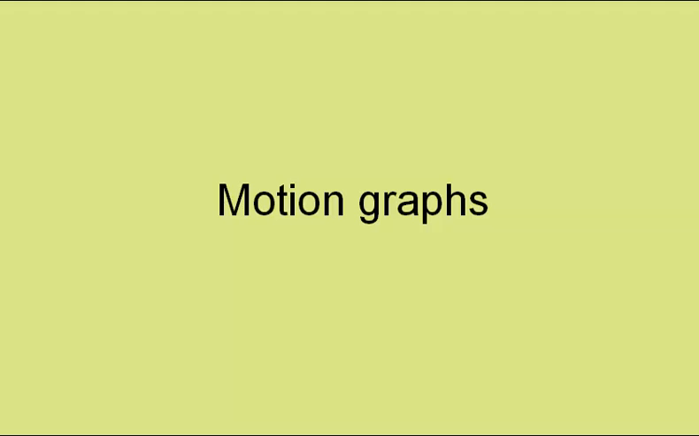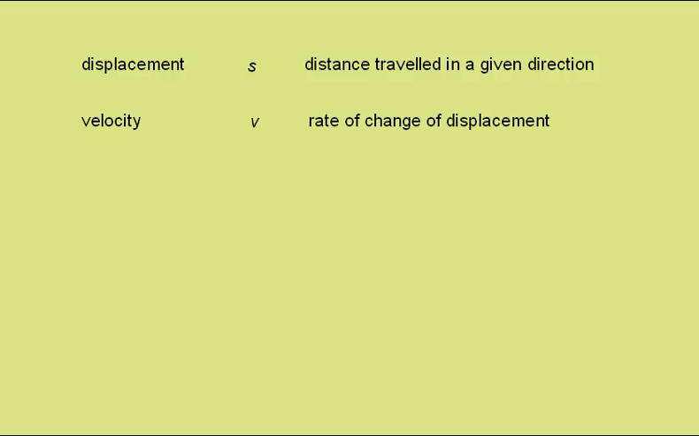Motion graphs. First, I want to clarify some terminology. Displacement. This is given the symbol s and is the distance travelled in a given direction. It is a vector quantity. Velocity. This is given the symbol v and is the rate of change of displacement. This is the speed in a given direction and is also a vector quantity.